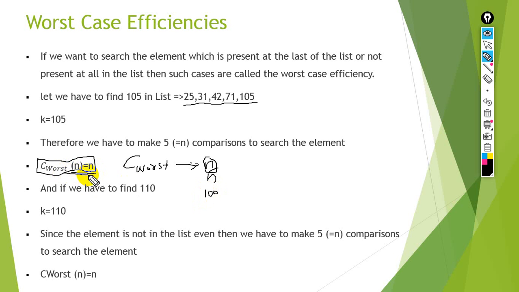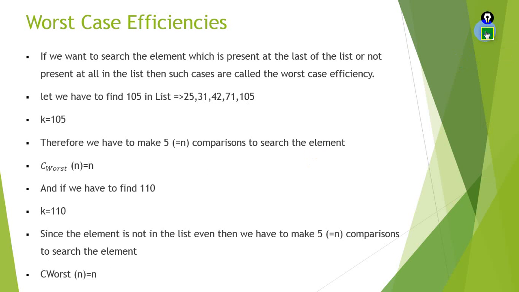So this was the worst case equation, and if we have to find 110 in the list, then we make 5 comparisons, executing 5 times. This is the worst case, and that is the equation. The worst case is 5 comparisons. So this was the worst case.